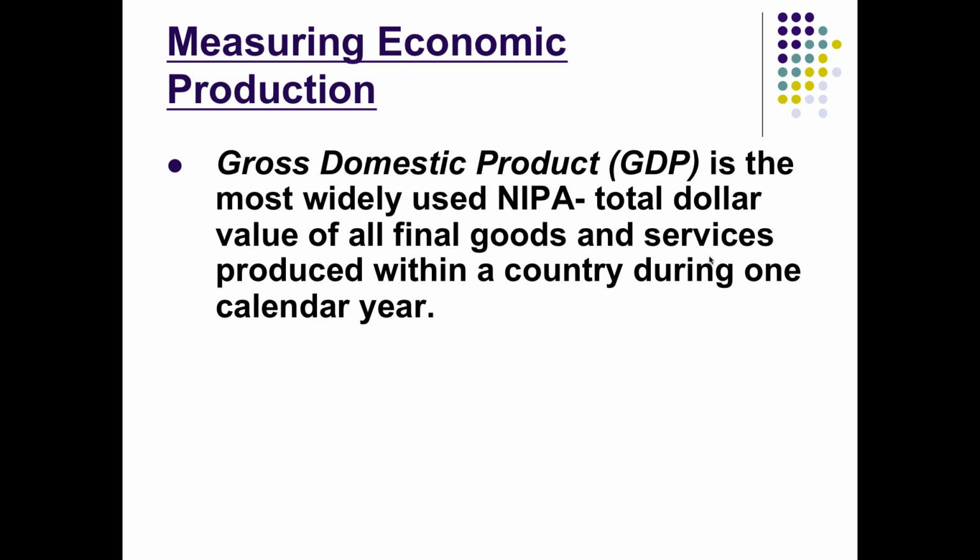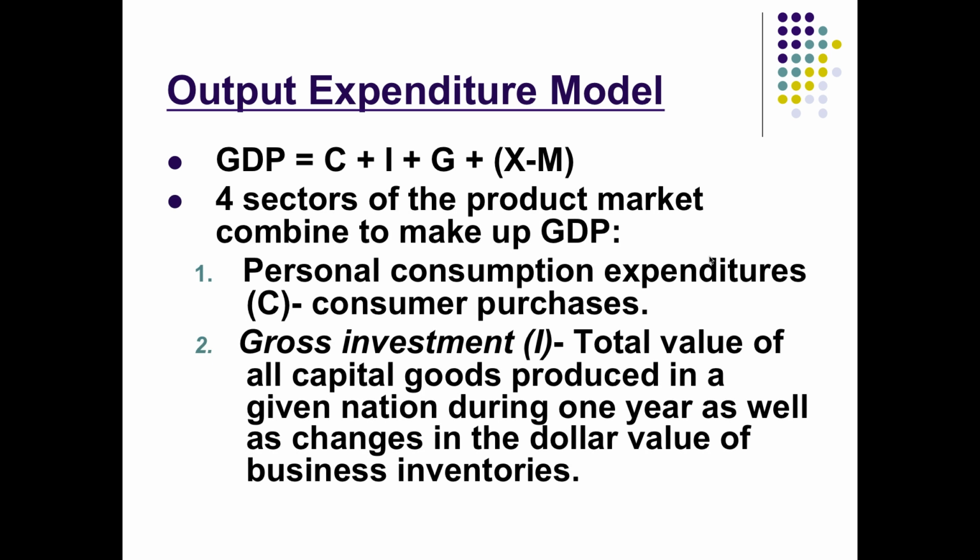Now, next we're going to look at how gross domestic product is calculated. And it's calculated using something called the output expenditure model. And that says this: GDP is equal to C plus I plus G plus X minus M. So all those variables mean something, and we're going to talk about what they mean in a second. So 4 sectors of the product market combine to make up gross domestic product.